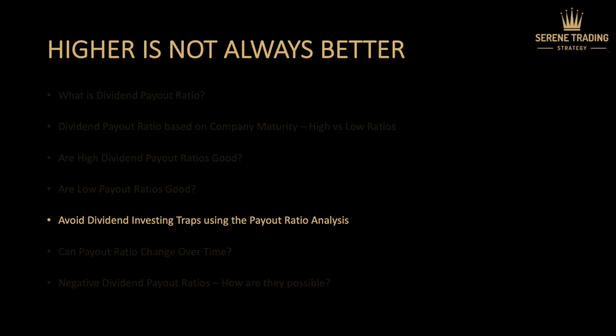Now, what do I mean by avoiding dividend investing traps using the payout ratio analysis? This is what we have already covered. Let's say I see a tech company, right? And that tech company is paying a dividend yield of 12%. And you are very, very happy with that, because 12% means for every $100 that you invest, you're going to be making $12 every single year on that investment. Plus, it's a tech company, so it should give you explosive growth as well, right? Well, wrong. If you don't look at the payout ratio, then you're going to get a wrong idea.